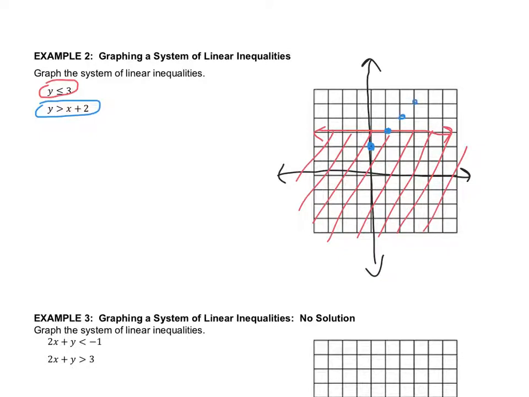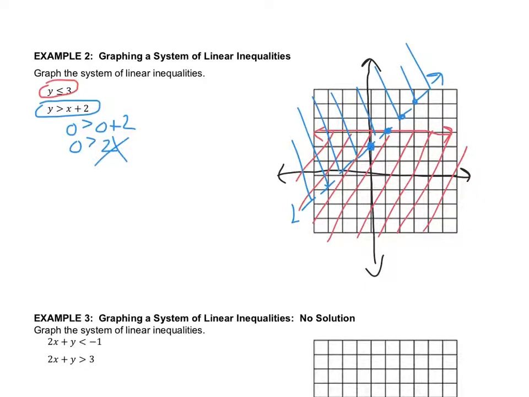So something like that. But then notice we're going to do the dashed line coming down here to show that boundary. Now I think 0, 0 is still off of my boundary enough that I can test that point. So if I do 0 is greater than 0 plus 2, 0 is greater than 2, which is not true. So that would tell me that my shading would go up this way.